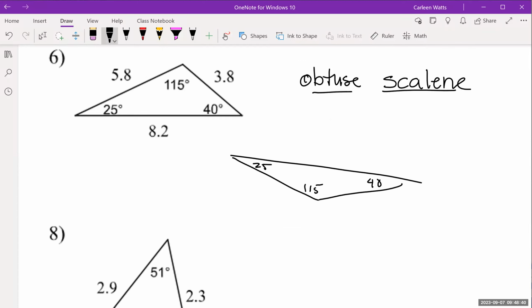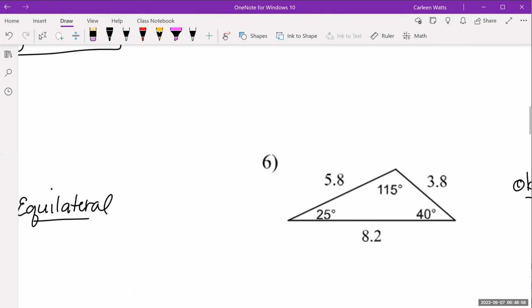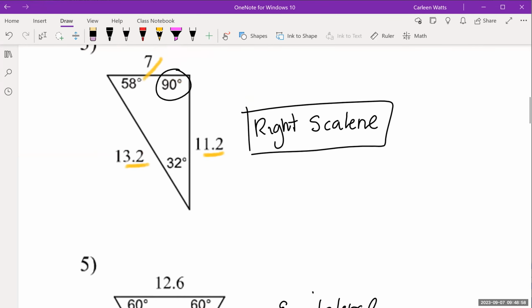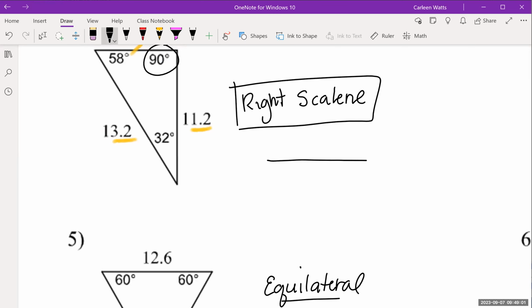It does not matter where the obtuse angle is. If any of those are obtuse, it's an obtuse triangle, no matter where it is. Okay, so I have an angle greater than 90 degrees. That would be obtuse. Like this one, if it was this.